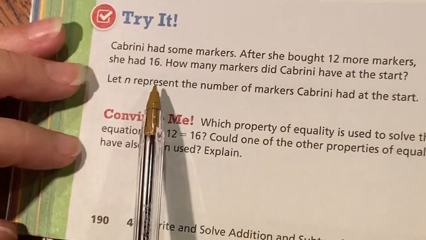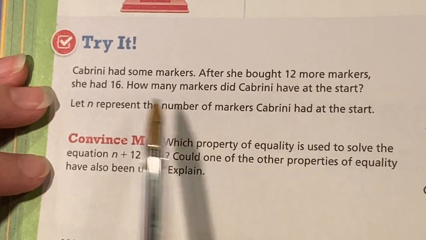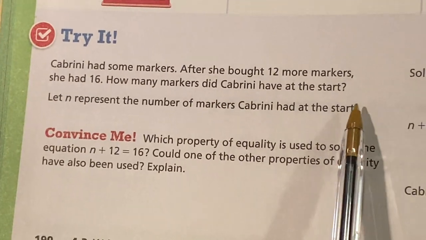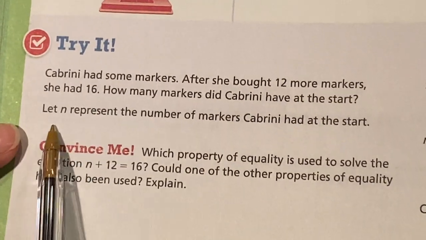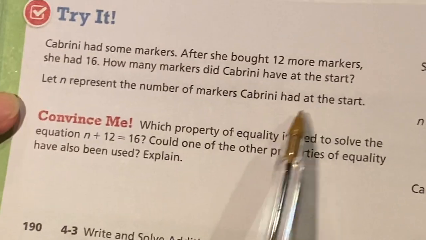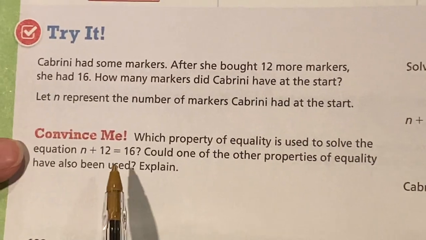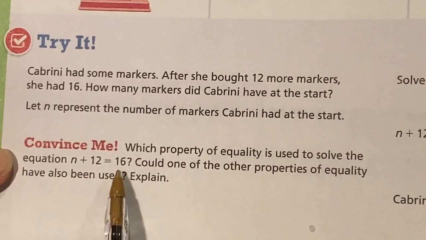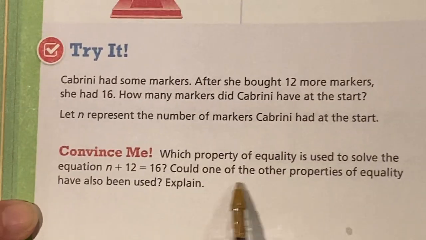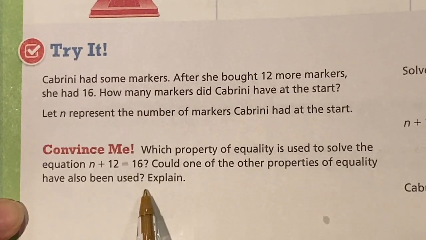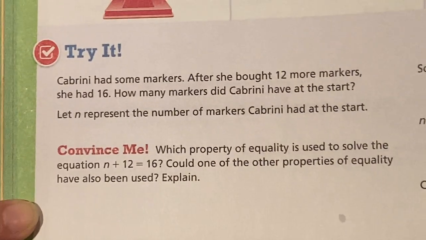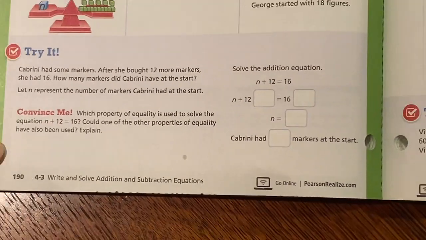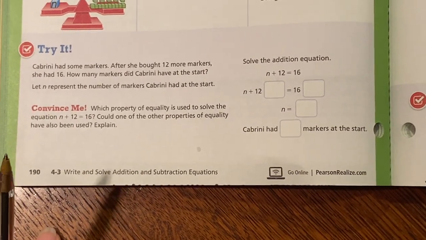So Cabrini had some markers. After she bought 12 more markers, she had 16. How many markers did Cabrini have at the start? Same kind of problem, right? Let n represent the number of markers Cabrini had at the start. Convince me, which property of equality is used to solve the equation n plus 12 equals 16? Could one of the other properties of equality have also been used? Explain. So pause the video here, fill this in, write your explanation, then unpause the video, and we can compare answers.